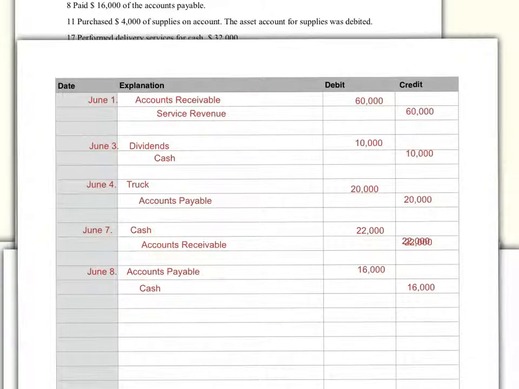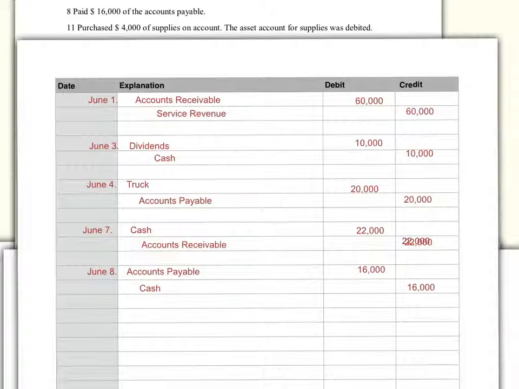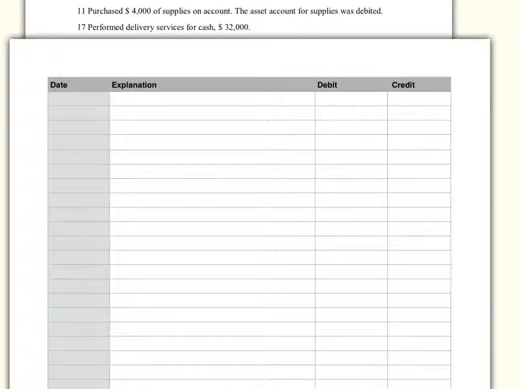Now, on the 11th, I purchased $4,000 of supplies on account. June 11th, debit supplies on hand, $4,000. My supplies account has increased by $4,000, and my liabilities have increased by $4,000. June 17th, performed delivery services for cash, $32,000. So that would be debit cash, $32,000, credit service revenue.